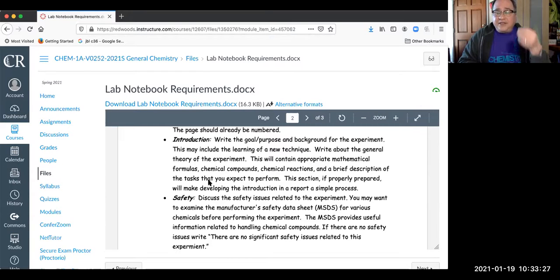Safety, you always list the safety issues. For measurements, we're going to be using water. We're going to be using a note card, a ruler. There are no safety issues. So what you do when there are no safety issues, you write, there are no significant safety issues related to this experiment. But you always deal with safety because the number one issue with lab is lab safety.